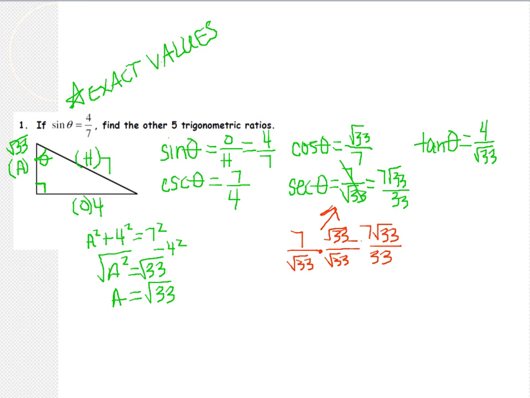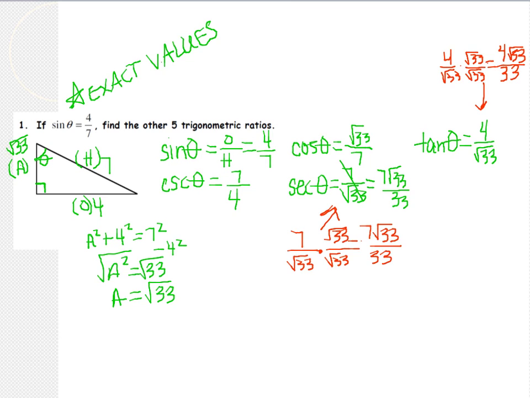And I've got the exact same issue here. I have a radical on the bottom, which I can't have. So let's go through and rationalize that denominator. So I have 4 over the square root of 33. I'm going to multiply by the square root of 33 over the square root of 33. So at the top I'm left with 4 square root of 33. And on the bottom is just 33.